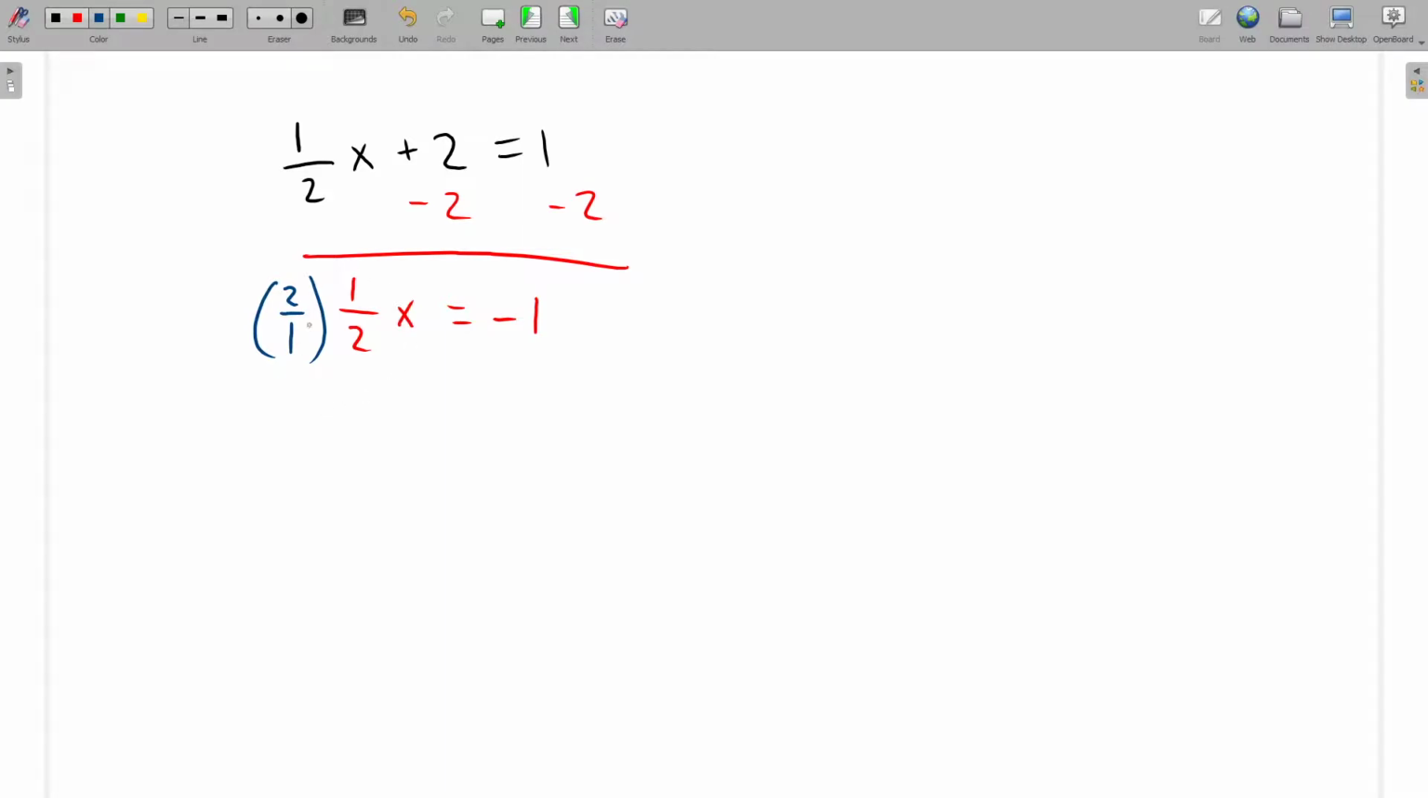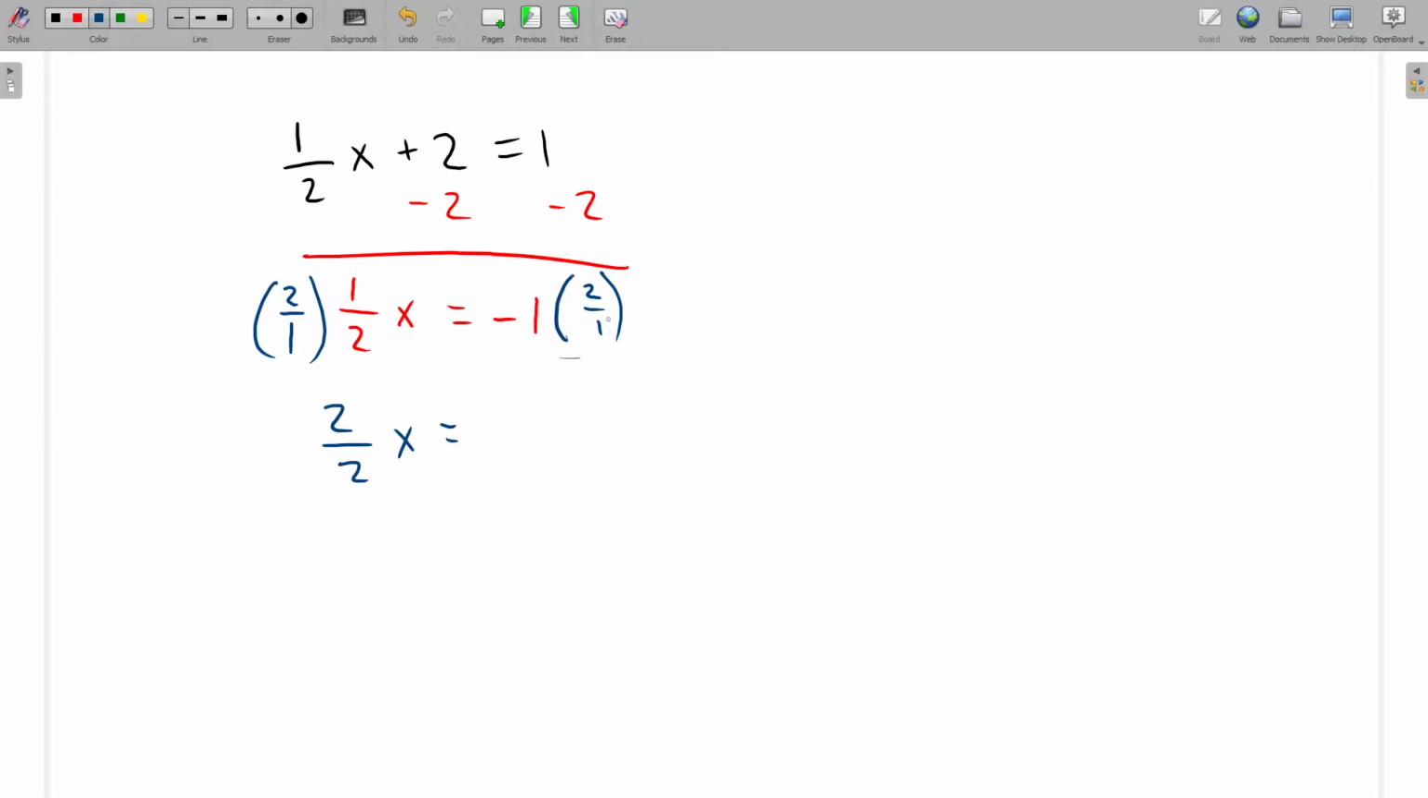Now I can't just multiply one side by this fraction. I need to multiply the other side by this fraction. So what does this do? Well, we know when we multiply fractions, we multiply straight across. We multiply the numerators and we multiply the denominators. Well, 2 times 1 is 2, and 1 times 2 is 2.